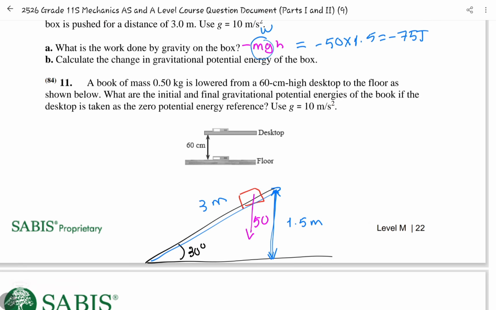Okay, we'll move on now to part B. Calculate the change in gravitational potential energy of the box. Basically, the change in gravitational potential energy of the box is the opposite of the work done by gravity. What you need to know is that the change in potential energy, GPE, is equal to minus the work done by gravity. Very simply, they're opposites to each other. So that means this would be plus 75 joules.